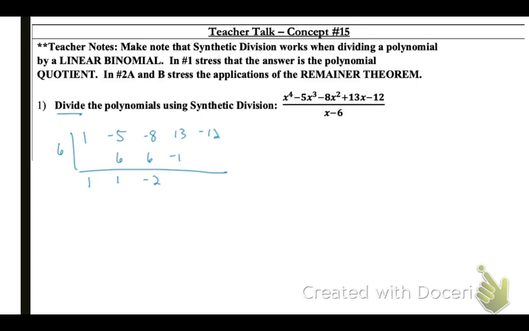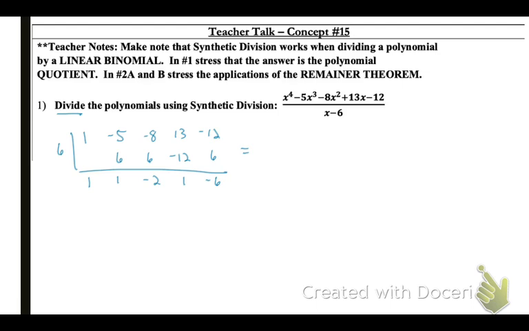Now, the way it works, as you remember, I'll just back up a little bit here, is we start by bringing the first number down. We're going to multiply diagonally and then add vertically. So we're adding 1, multiply, add, multiply, add. Now what we do when we're dividing is these are coefficients of a polynomial, and so we start and we fill in those exponents, variables and exponents.